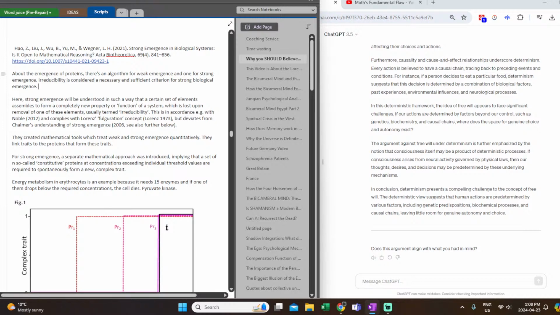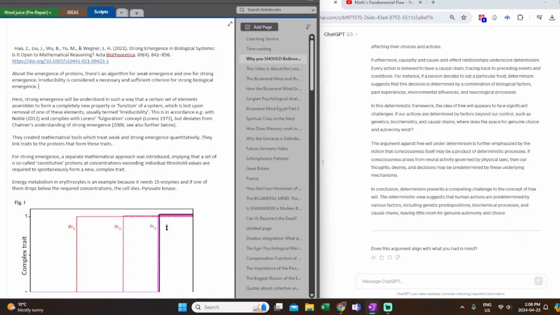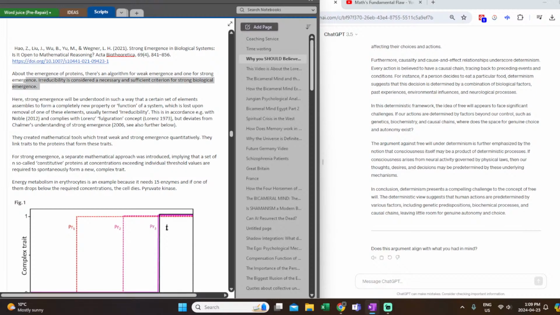Okay, so where do we begin? This paper that I read, "Is Strong Emergence in Biological Systems Open to Mathematical Reasoning?", pretty much proves a mathematical way to express strong emergence. But there were some interesting things about this paper, because they define strong emergence slightly differently, but not in a way that's inconsistent with other additions to strong emergence. Because they consider, so let me read this, about the emergence of proteins. I'm not sure exactly which notes are mine. I'll be able to tell.